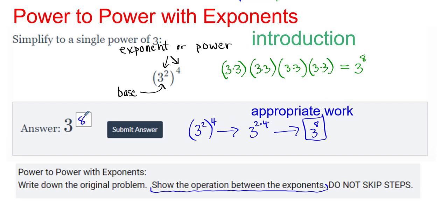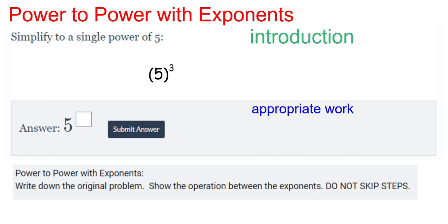So 3 to the power of 8. All right. Let's try and hit you up with something that's just a little bit different. I don't think you'll get these on your homework, but I wanted to go over it. So this is going to be 5 inside of parentheses. I'm going to give it a power of 1. Remember, if you ever see a base without an exponent, you can always give it a 1.